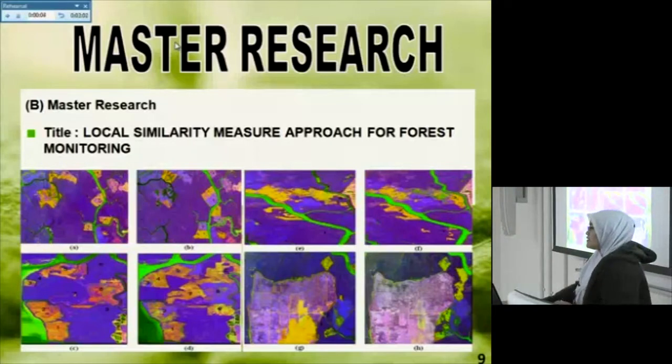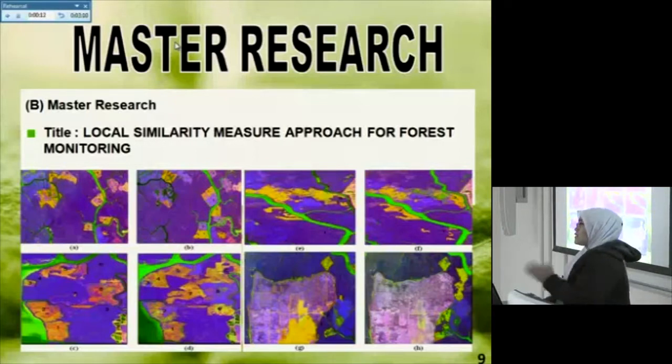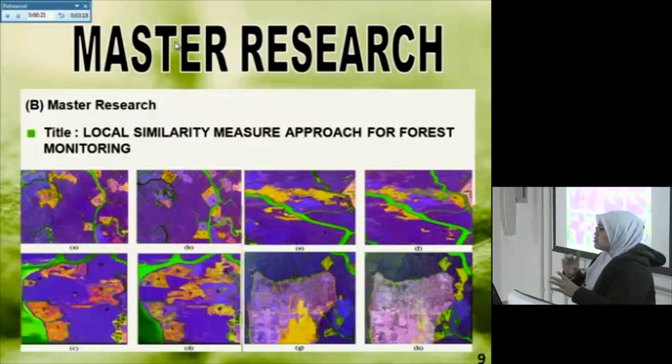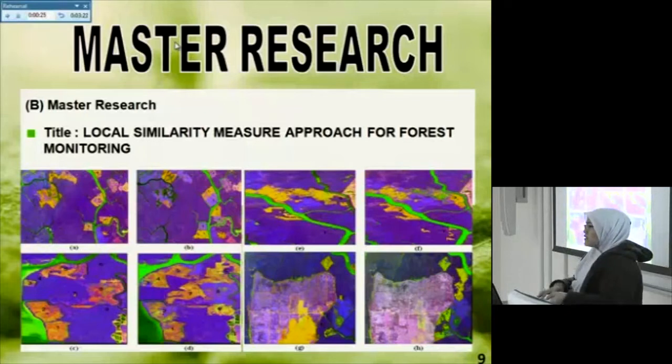Next is my master research. During my master research, I worked on a local similarity measure approach for forest monitoring. The local similarity measure approach is one famous technique in the medical imaging field. They use this technique to detect tumors in the brain. So we tried to apply this algorithm to environmental study. We tried to detect the change area in the forest.